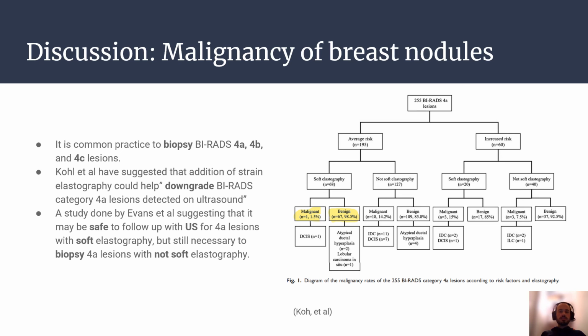This table shows that in average risk patients that have soft elastography 4A lesions, only 1.5% were malignant, while 98.5% were benign. Ultrasound follow-up may be a useful tool for patients that fit in this specific category.